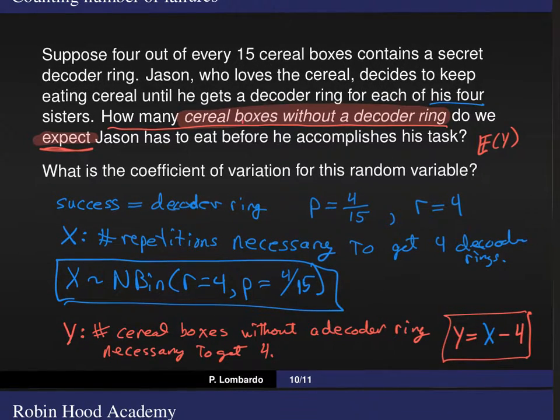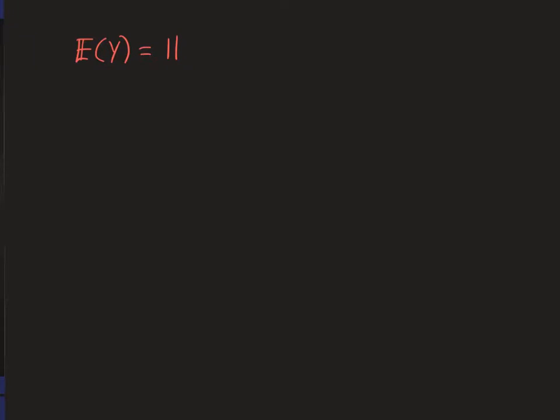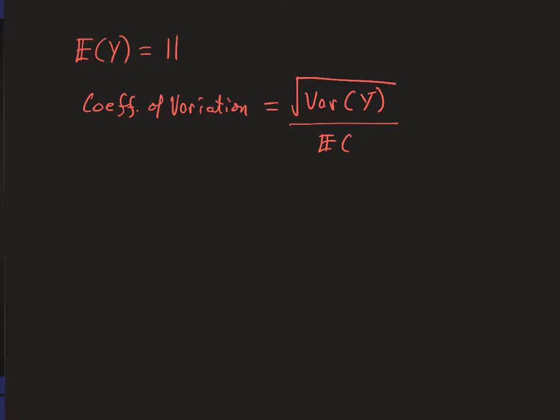The last question here asks, what's the coefficient of variation for this random variable? So let me create some space on the other side, and we'll talk about this. So we already found that the expected value of Y is equal to 11. What we want is the coefficient of variation. And from the reading, we remember that this is defined as the variance of our random variable square rooted, so essentially the standard deviation of the random variable over the expected value.